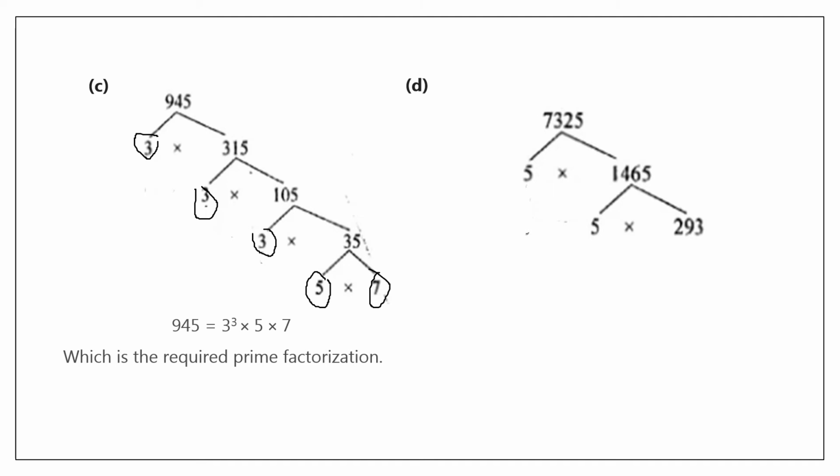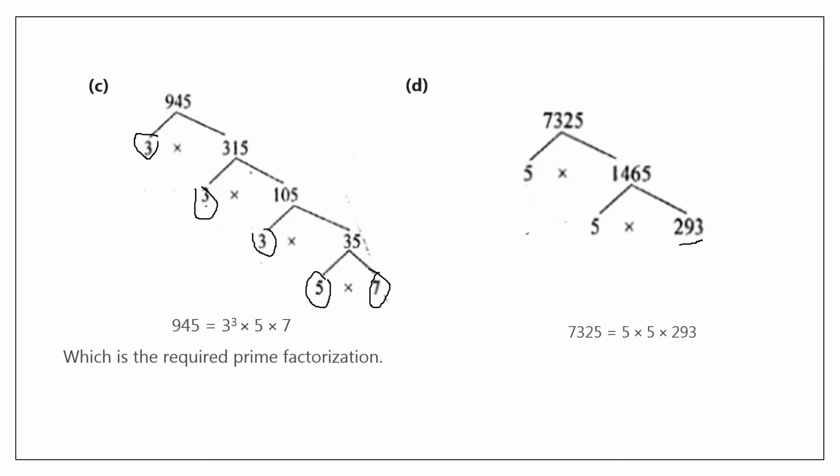And we take 7325. By using 3, 2 and 3 are not dividing this number. That's why let's go with 4. 4 is a composite number. We have to go with 5. 5 into 1465. Again, next one is 5 into 293. Here 293 is also a prime number. We can stop this process here.